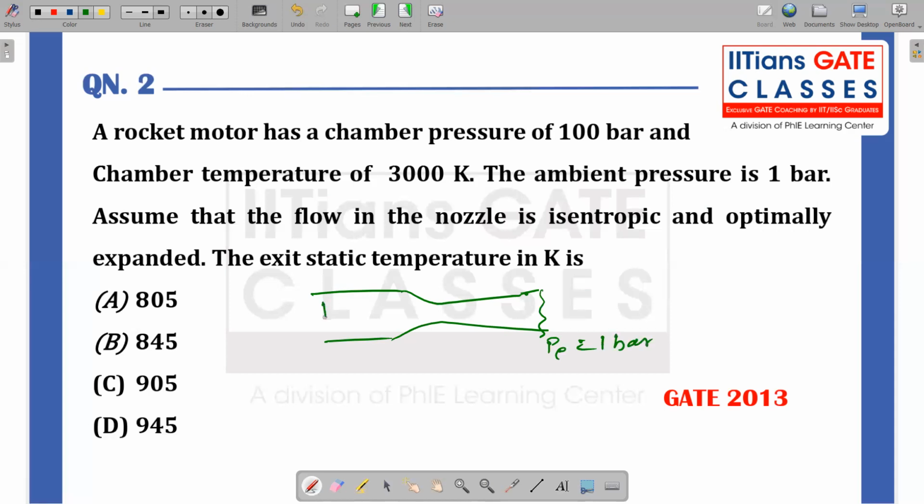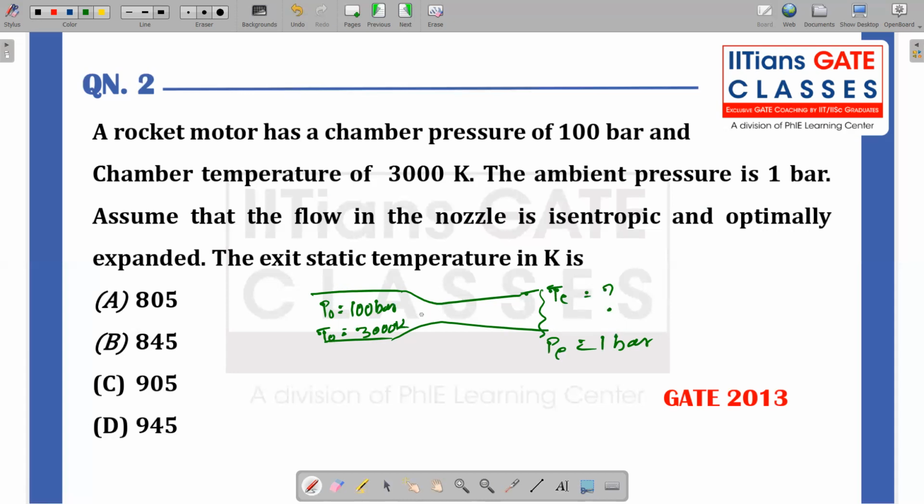And within the chamber I have P naught. I know at the chamber there is no velocity, so the pressure within the chamber is a stagnation condition, that is 100 bar. And I have a temperature in the stagnation chamber, that is T naught equal to 3000 Kelvin, right? So these are the information given. They are asking what is TE, the exit temperature, right? So again, this is fine.